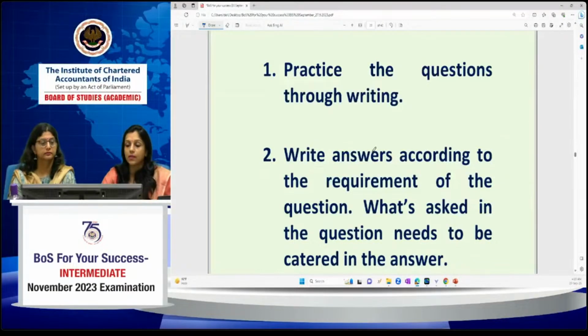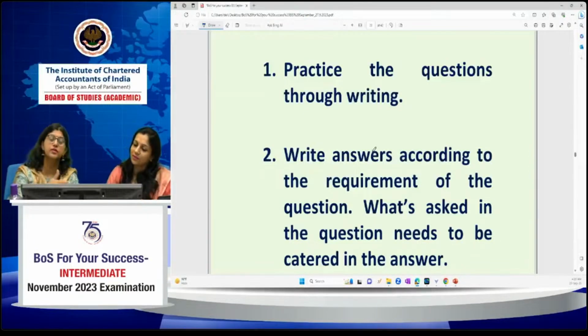The second is that you have to write the answer according to the requirement of the question. What is asked in the question needs to be captured in the answer. As in the beginning, ma'am, I gave you the example of virtualization. Suppose a question comes from a topic that you have prepared very well, and it carries 3 marks. So you start writing everything, 2 or 3 pages. The examiner won't give you 6 marks for that. And if a question is of 6 marks and the student gives only 3 points, it doesn't commensurate with the requirement of the question.